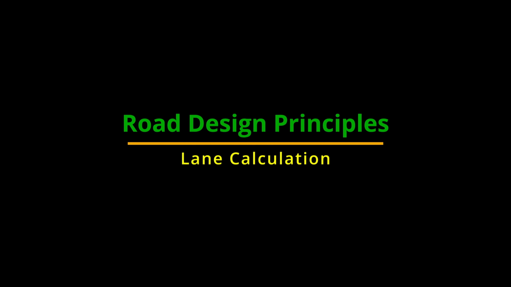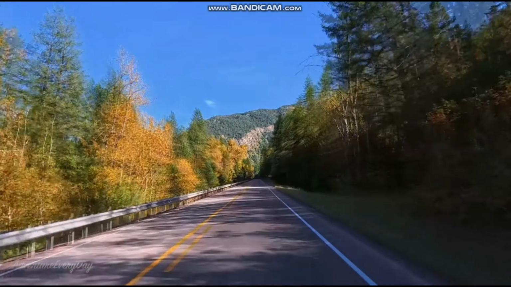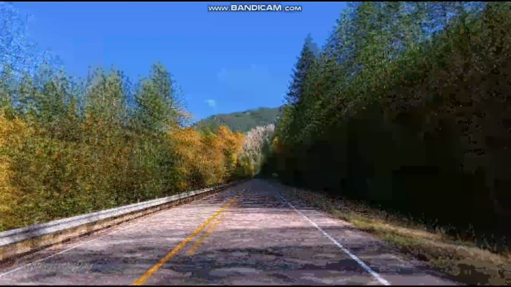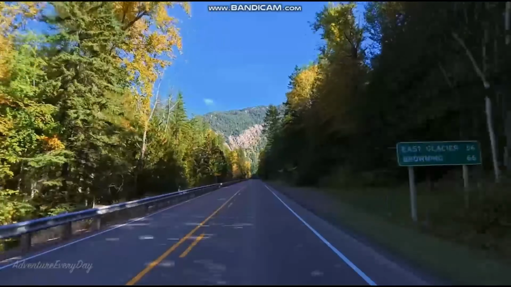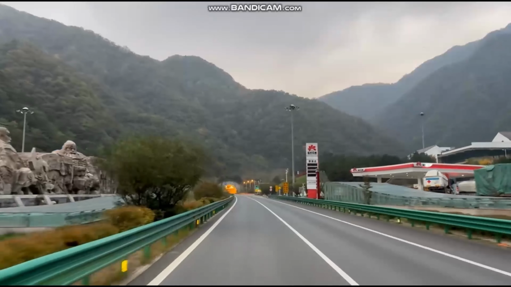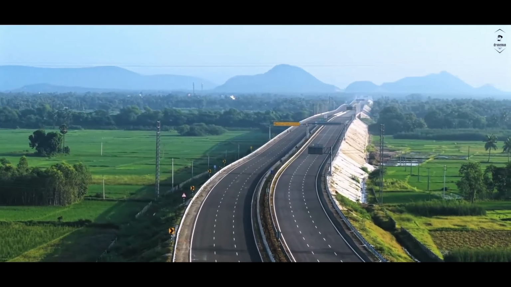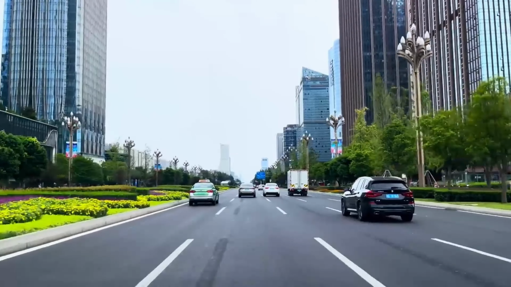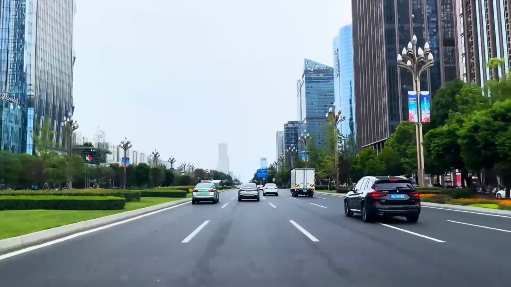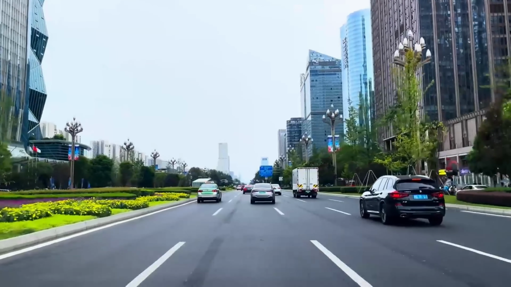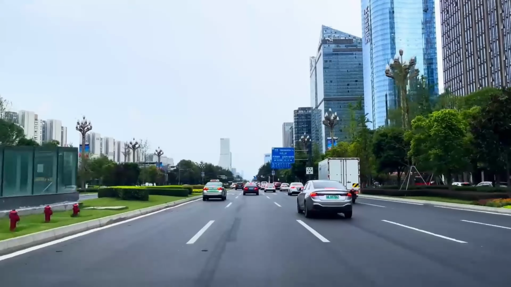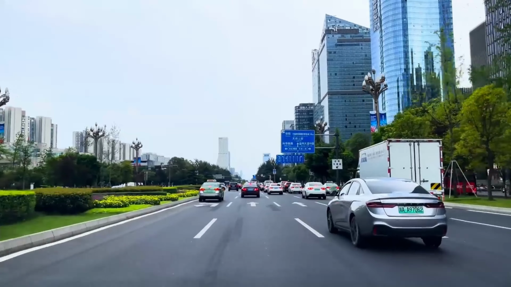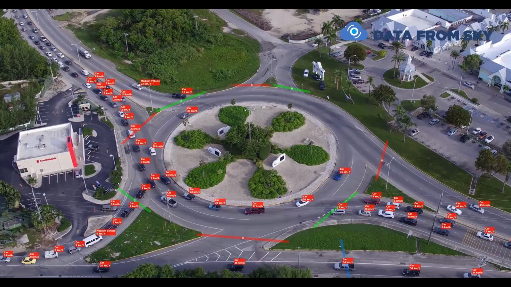Chapter 2. How the number of lanes are calculated. Now let us understand one of the most important questions in highway engineering. How do engineers decide whether a road should have 2-lane highways, 4-lane highways, 6-lane expressways, or even 8-lane expressways? The answer depends mainly on traffic volume, traffic composition, vehicle speed, terrain condition, future traffic growth, and desired level of service. The first step is traffic survey.